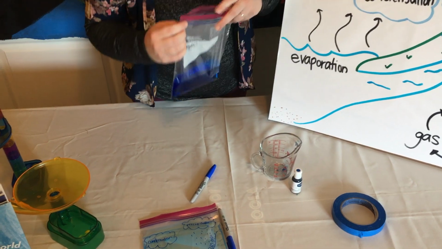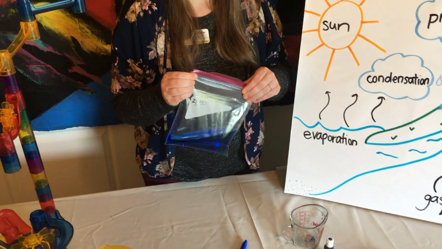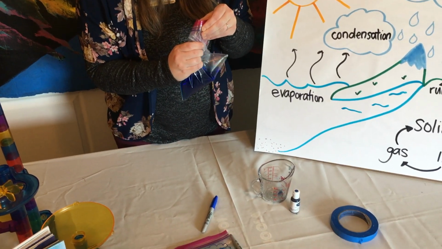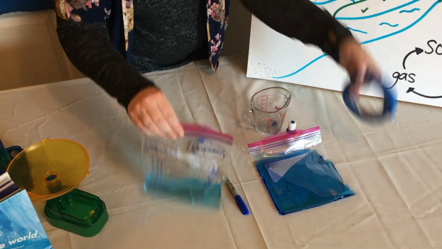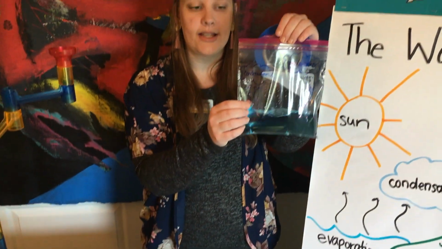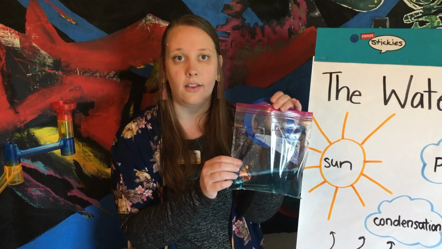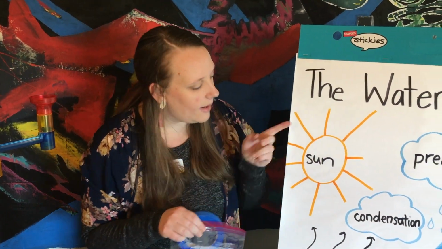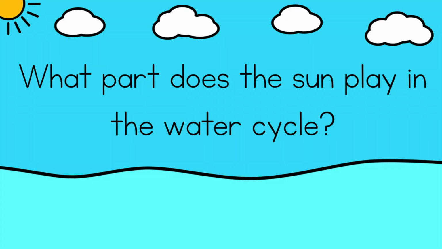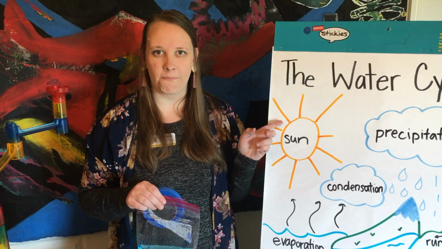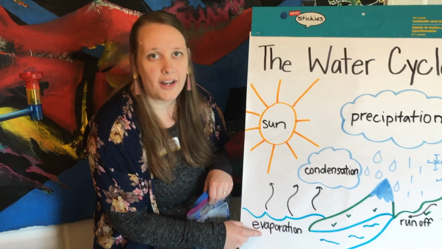And then, this is the really cool part. You are going to close up your bag to get out any extra air. And you are going to use some tape, and you're going to tape this bag up to a window that gets a lot of sun. Now you might remember that the sun has an important part in the water cycle. Yeah, it works for evaporation.